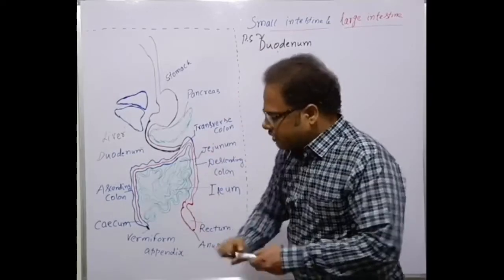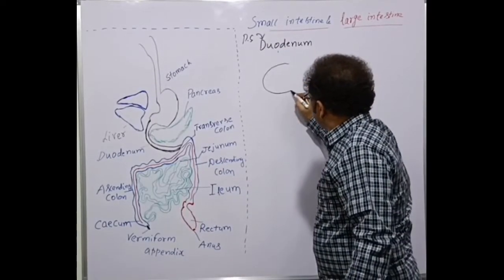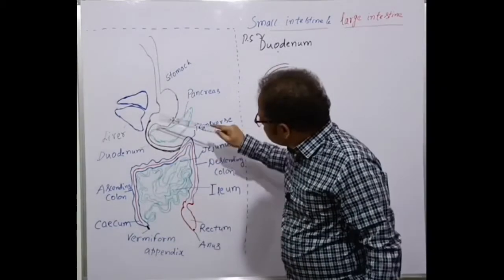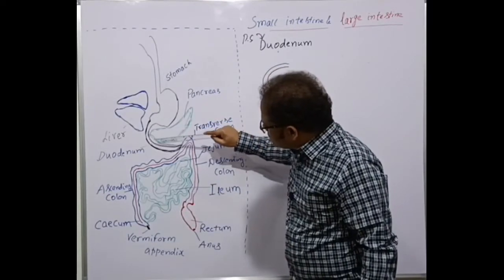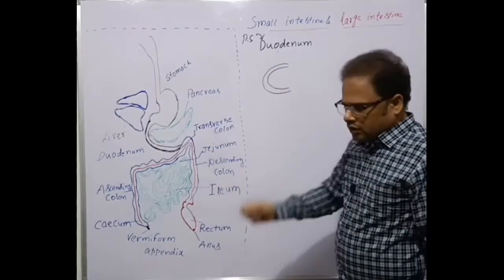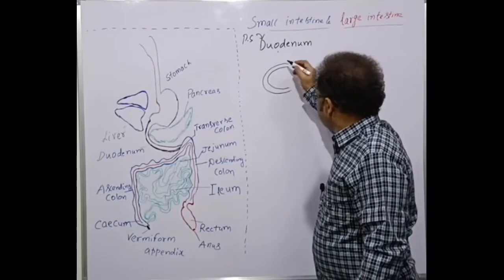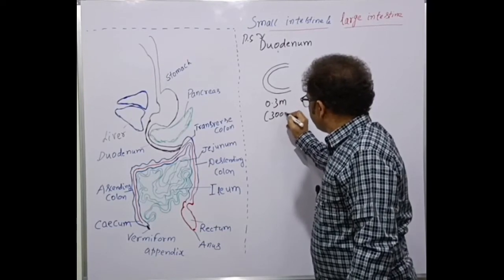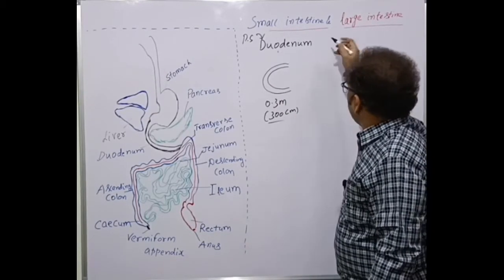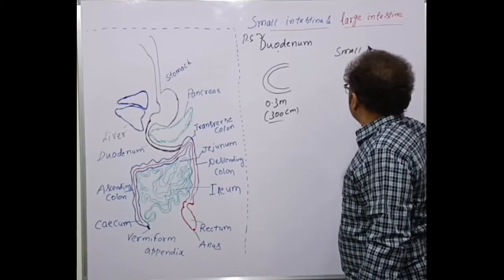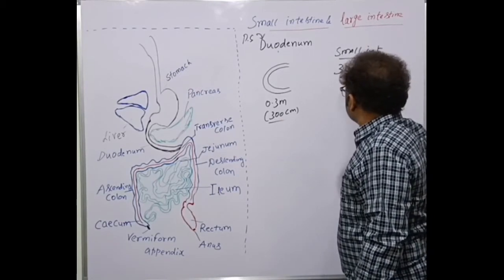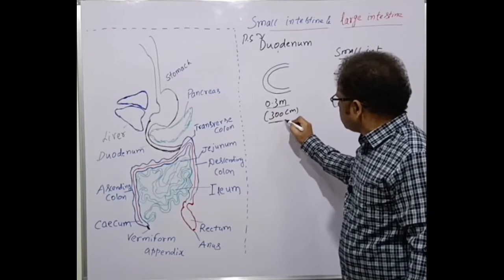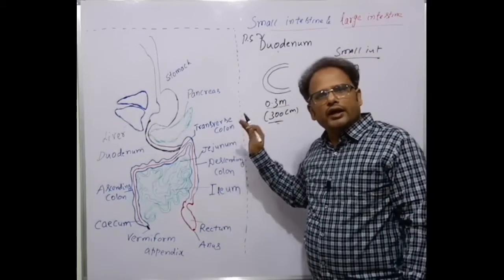So the duodenum is a U-shaped structure like this. This is the duodenum, from here to here. It's a very small part, but very important from the digestion point of view. It is just 0.3 meters, almost 30 centimeters. The total small intestine is roughly 3 meters, out of which the duodenum is just 0.3 meters, but very important from the digestion point of view.